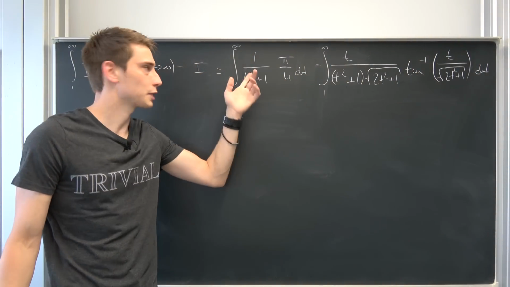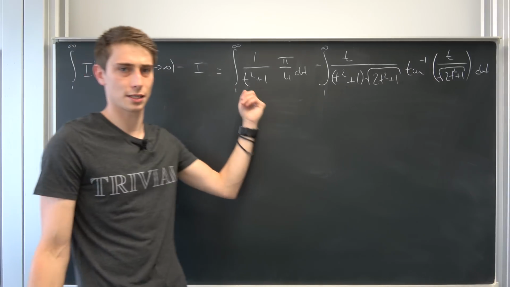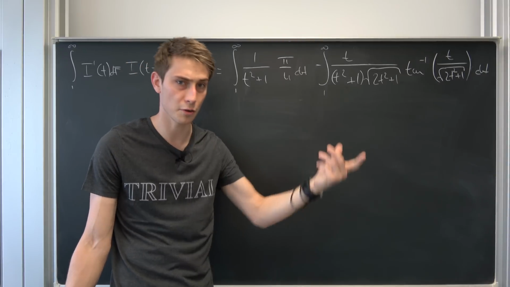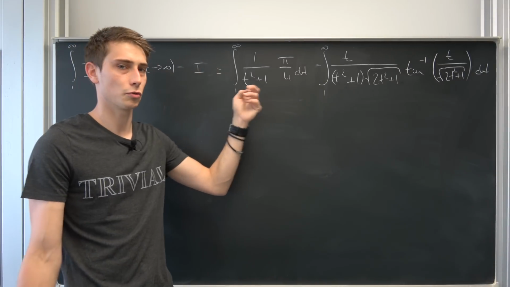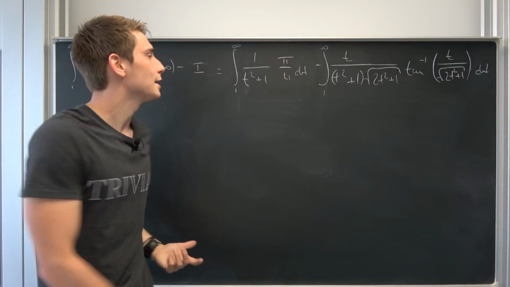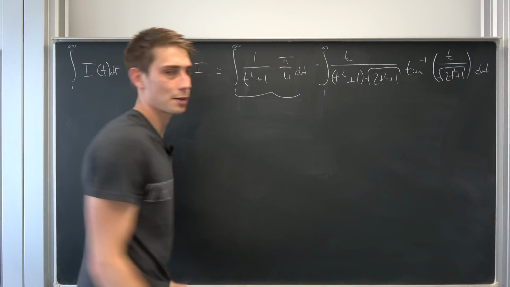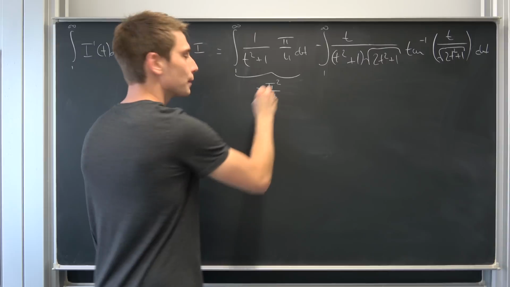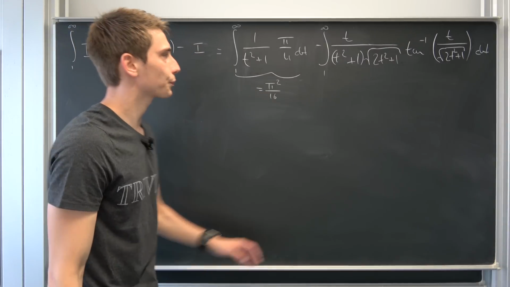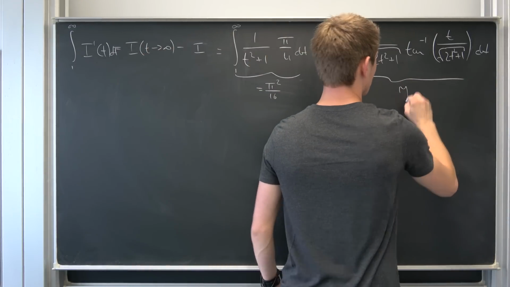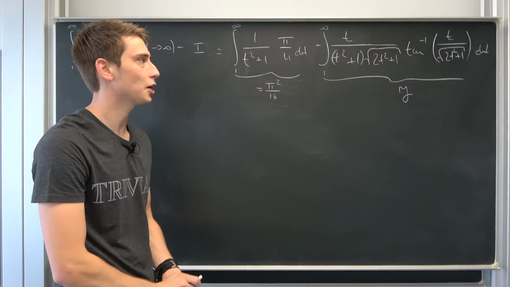Pi over 4, you can bring it to the outside, it's constant. This is just the inverse tangent from 1 to infinity. Inverse tangent of infinity goes to pi over 2. Inverse tangent of 1 is pi over 4, pi over 2 minus pi over 4 is just pi over 4. So this thing evaluates to pi over 4 times pi over 4, which is just pi squared over 16. Whew, that was a mouthful. And now we've got this term right here, and we are going to call it J for Jens, the mathematical mean guy.